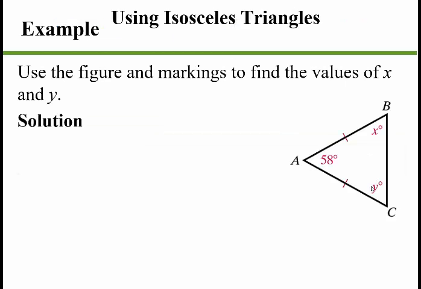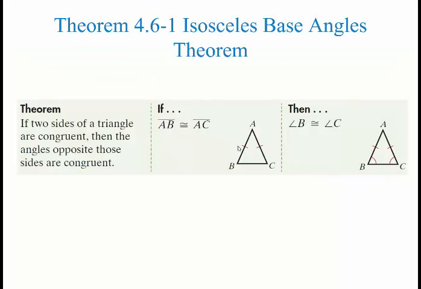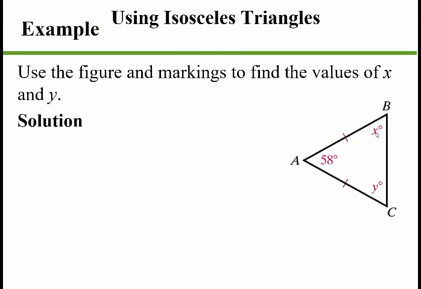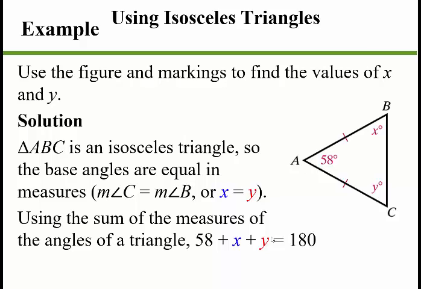All right, so let's work a problem. Use the figure and markings to find the values of x and y. First off, we notice that this angle is 58 degrees, and these two sides are congruent. These are the legs of the triangle. If these two sides are congruent, then the angles opposite those two sides, angles x and y, must also be congruent. So triangle ABC is an isosceles triangle, and the base angles are equal in measure.